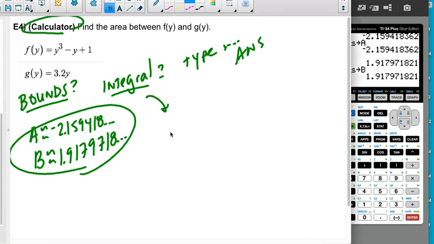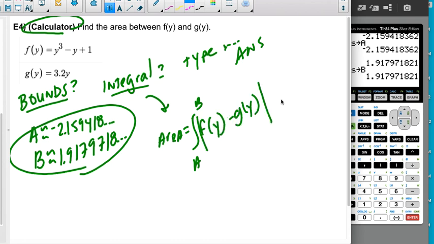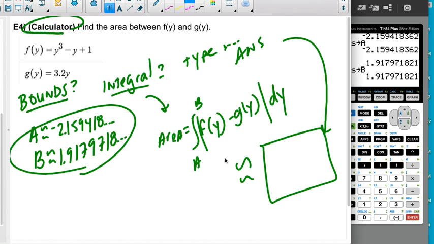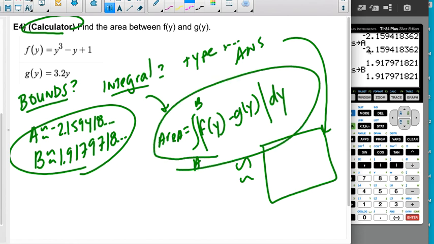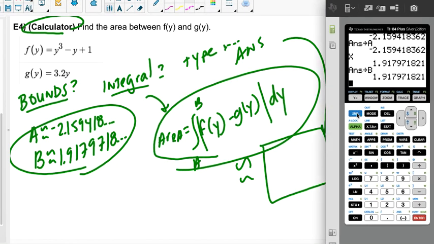The second part of my job is that the area that we want is the integral from A to B of f of y minus g of y in an absolute value, because we don't care which one's on top, with respect to y. And then the last part of my job is type, boom, there's an answer, right? Those are the parts of my job that I need to do. And if you know that, I think it makes the problems a lot more accessible.